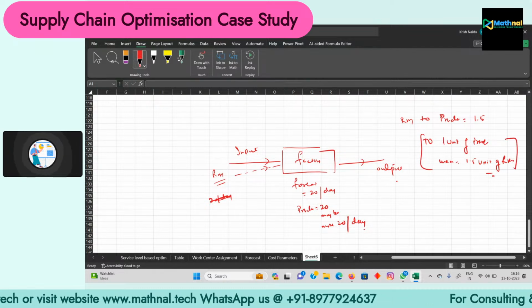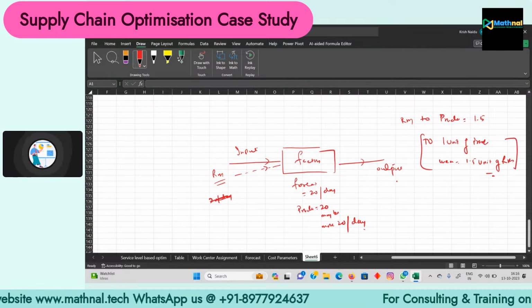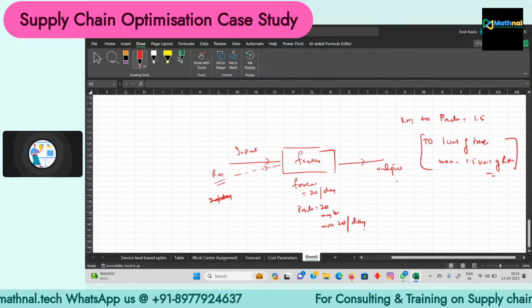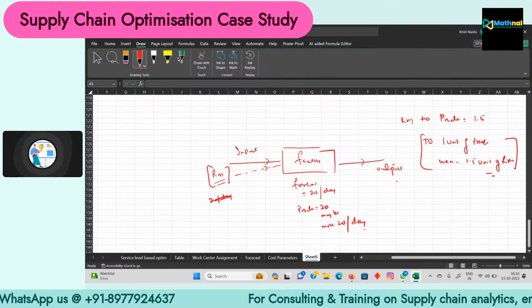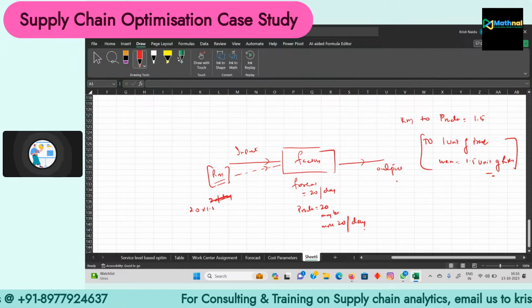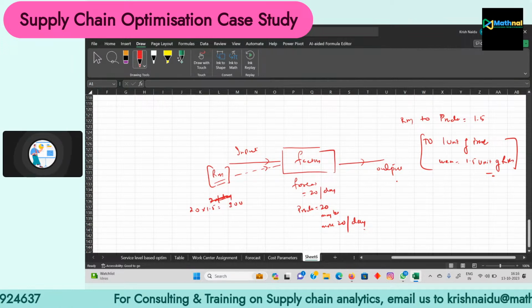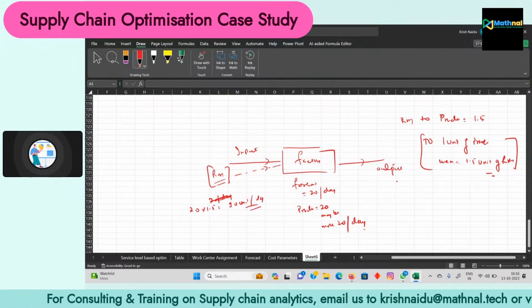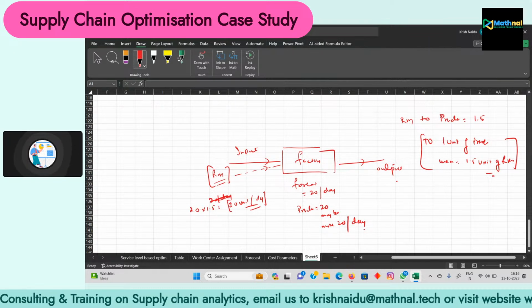So if I need to produce 20 units, if my forecast is 20 units, my production is 20 units, so my raw material is how much? Let's say 20 into 1.5. It would be around 30 units per day. So 30 units per day is something we need to do, or we need to go at least.